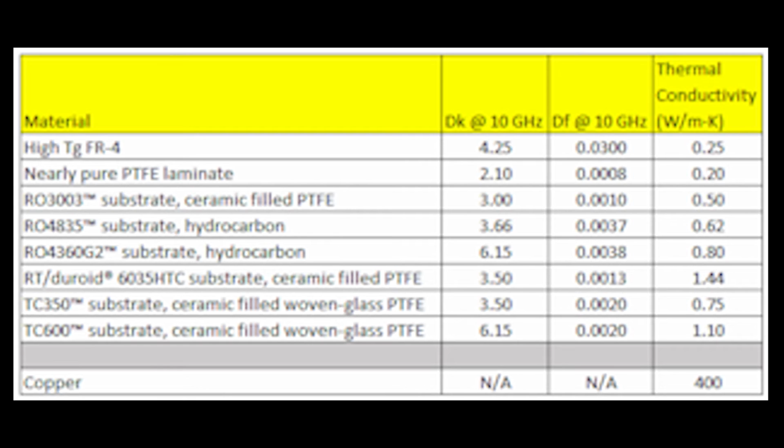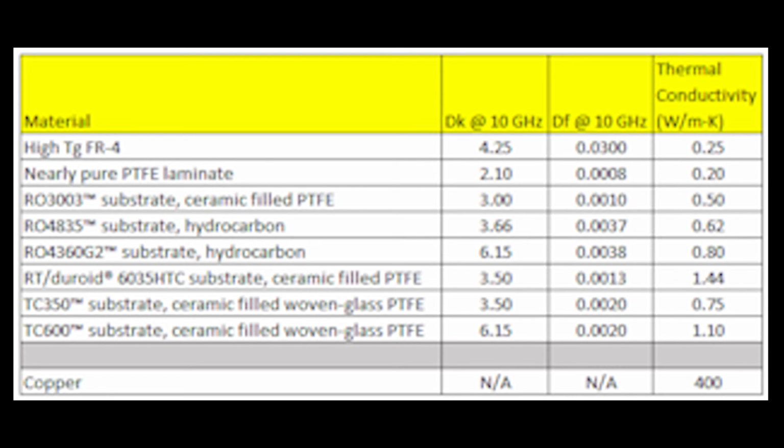Now also the TC350 and the TC600 materials, these have been used a lot in the industry and are being used a lot today for high power applications or any applications where thermal management is an issue. And you can see why here. The thermal conductivity for both of these materials is very good, at 0.75 and 1.1, which is considered extremely high thermal conductivity. And both of them have a dissipation factor that is low, so you have very low losses due to that, at 0.002.